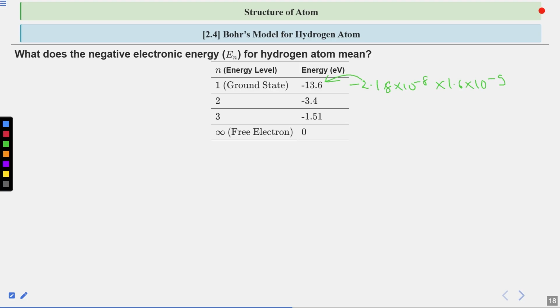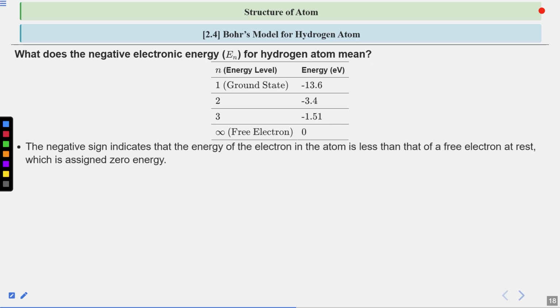Yes, it is calculated for electron. Similarly, for second, you will get 3.4. For third, you will get this. What about infinite? You can see that energy was directly proportional to 1 by n square. So if n is infinite, that means 1 by infinity square, so E will be equal to 0. Therefore, at infinite distance, the electron's energy will be 0.